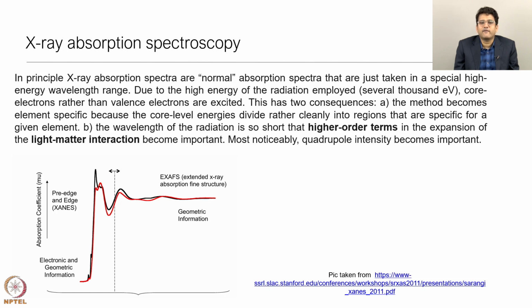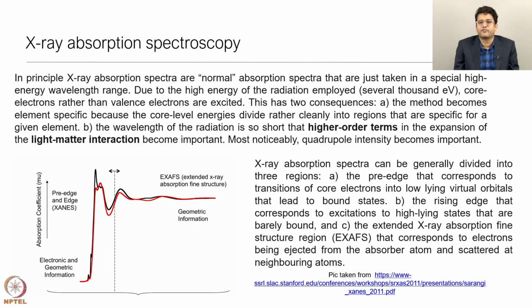Second thing is that the wavelength of the radiation is so short that higher order terms in the expansion of light matter interaction become important, most noticeably the quadrupole intensity. So, generally in UV visible spectroscopy we are only bothered about the dipole intensity, but only dipole intensity is not good enough in case of X-ray spectroscopy. You sometimes need to go to higher order terms, like quadrupole intensity, which sometimes becomes important.